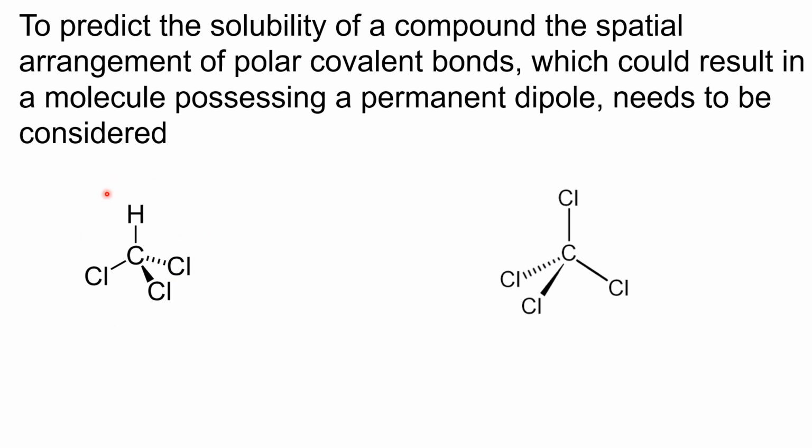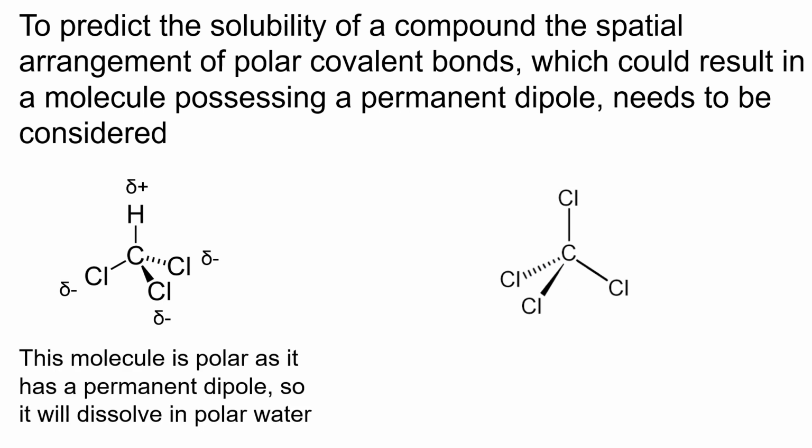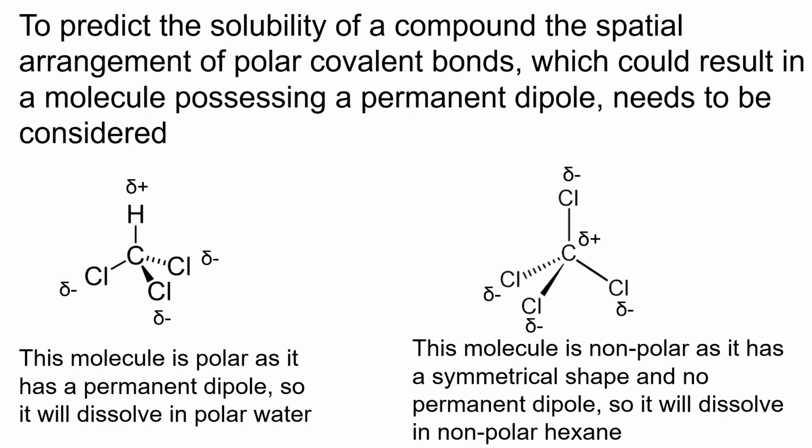So if we look at trichloromethane first, and we look at the electronegativity values and the charges, we can see we get this occurring, in which we have a permanent dipole in the molecule. So we have a polar molecule. Polar molecules will dissolve in polar solvents such as water, so this molecule will dissolve in water. If we look at tetrachloromethane, we can see that it is a symmetrical molecule. Therefore, it will be nonpolar. Therefore, it will dissolve in nonpolar hexane.